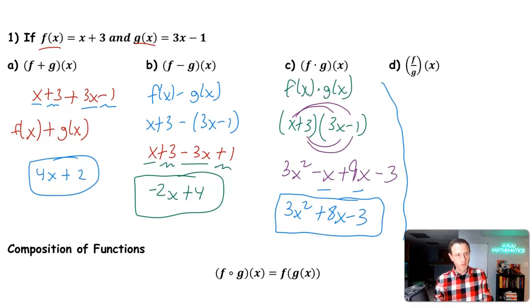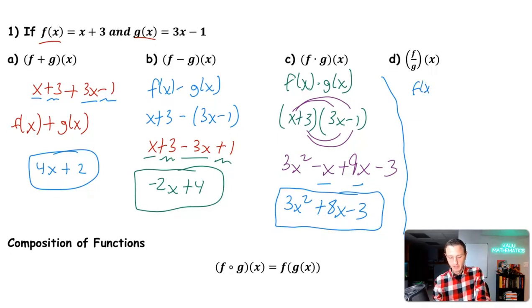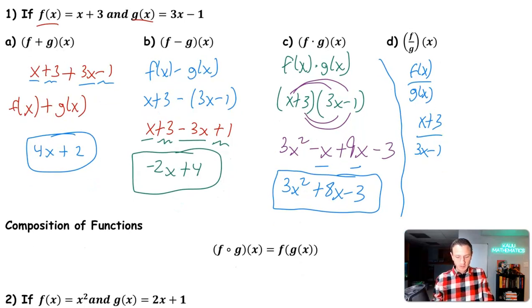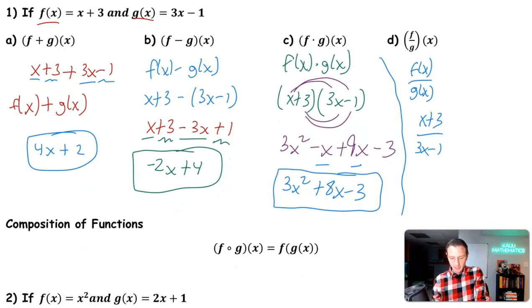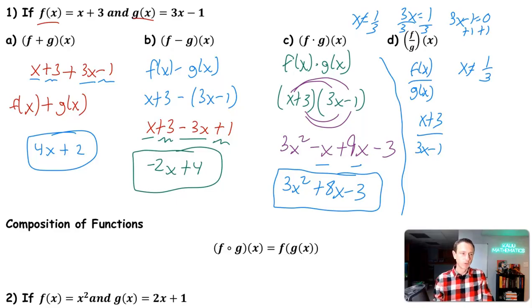And the last one, f over g of x, meaning f of x divided by g of x. So f of x is x plus 3, g of x is 3x minus 1. There's nothing that we could really do other than establish what x cannot equal. x cannot equal 1/3 because 3x minus 1 cannot equal 0. Take the denominator, set it equal to 0. Solve, so I get 3x equals 0 plus 1, which is 1. Divide by 3. x equals 1/3, so that means x cannot equal 1/3, because if x is equal to 1/3, then we get 0 in our denominator. So that's the only restriction there.